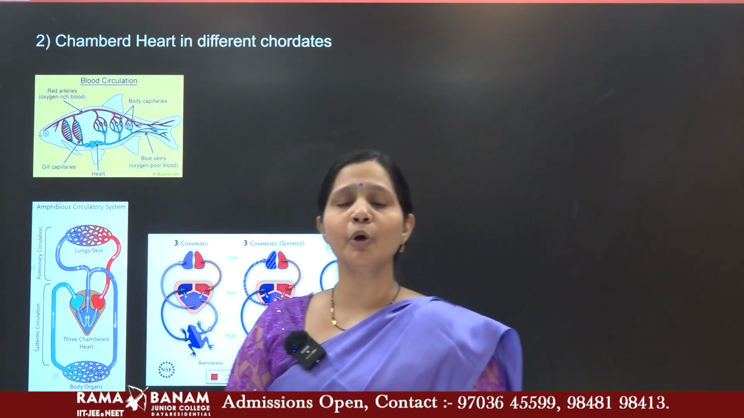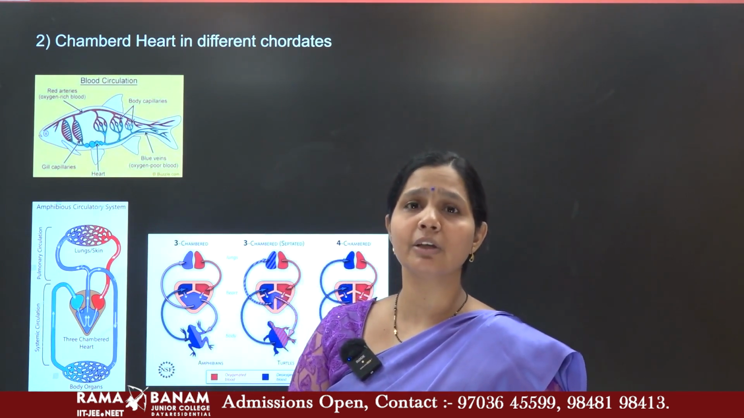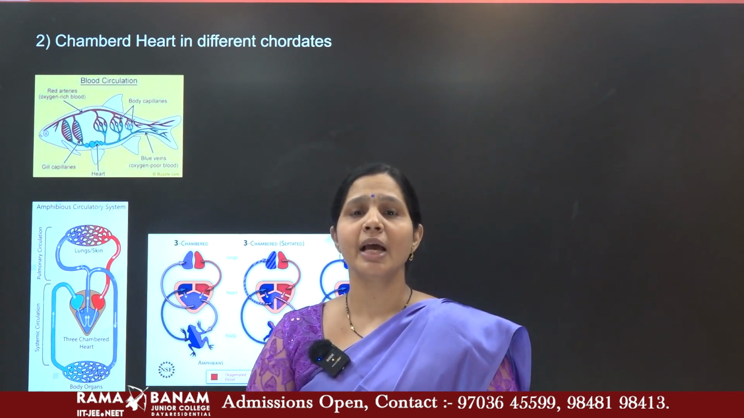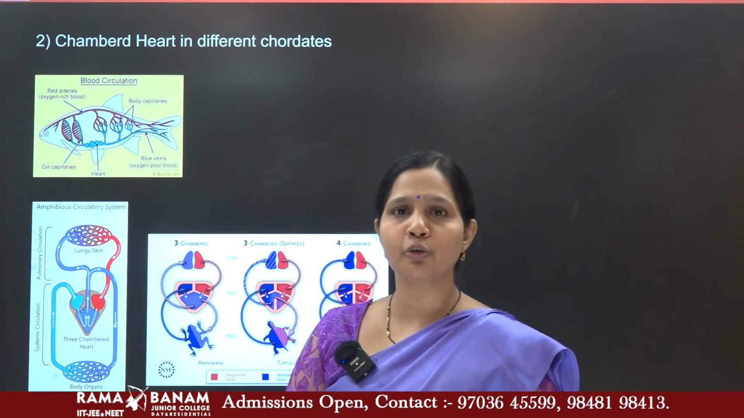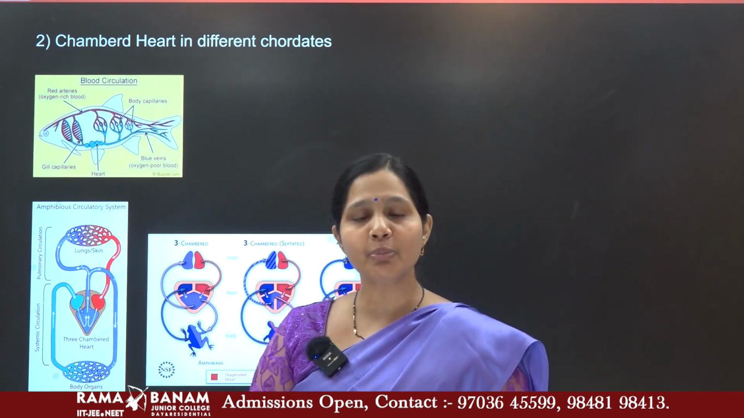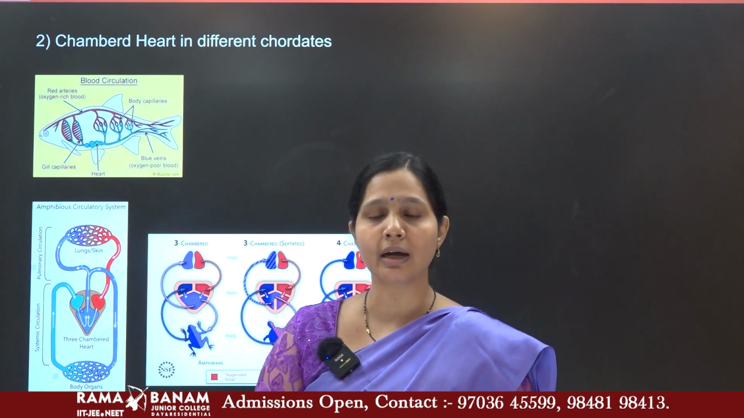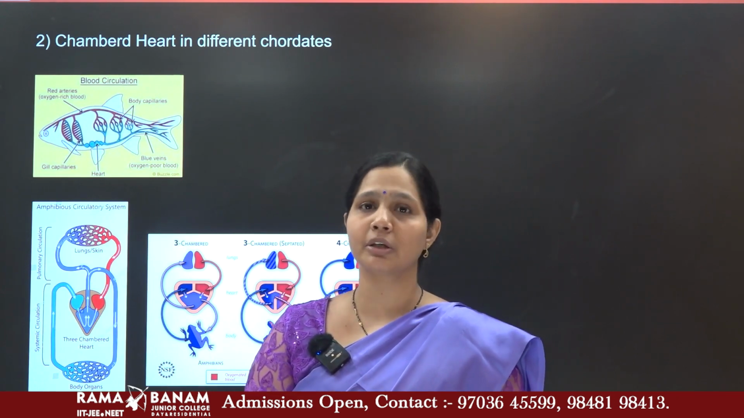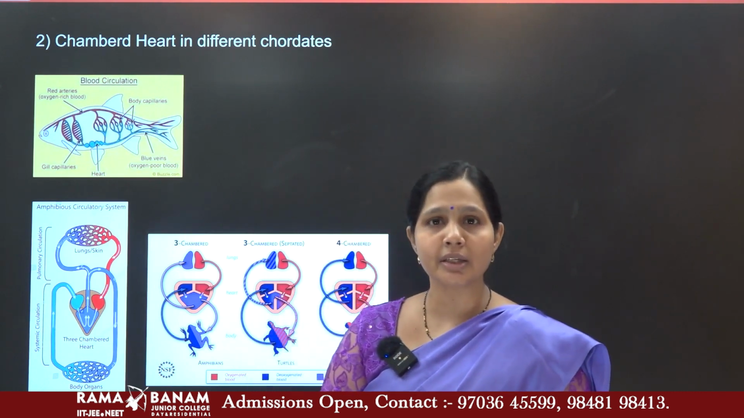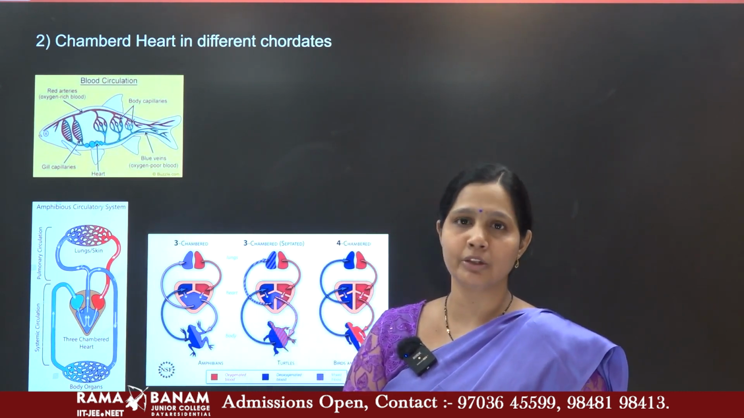and the type of respiration here is branchial respiration. That means the gills help in the exchange of blood, and the exchange of the blood is between the gills and the heart. They have only single circulation, and it has only a two chambered heart. One is the atrium and the other one is the ventricle.